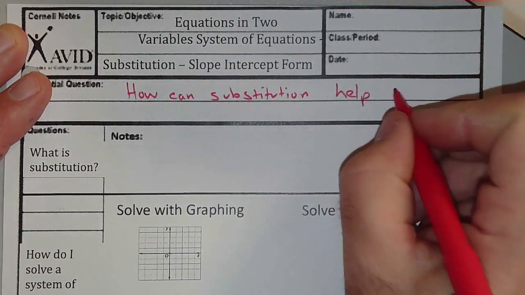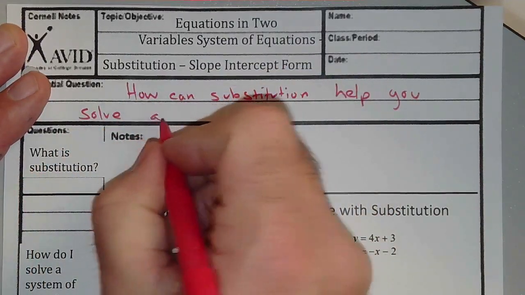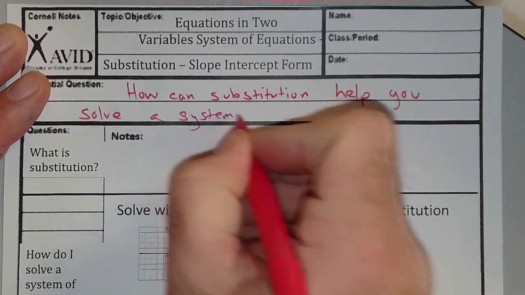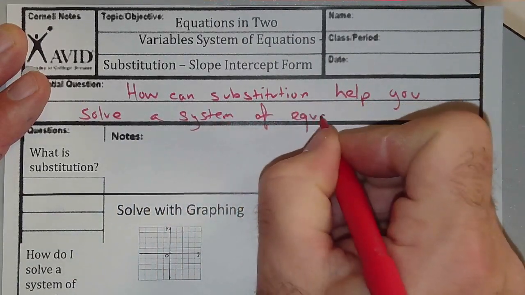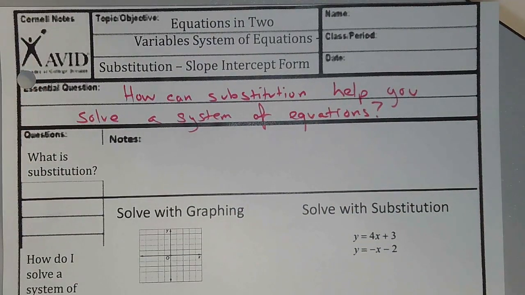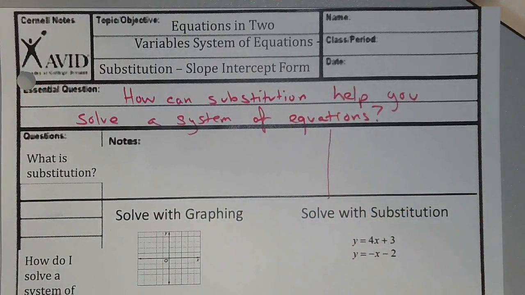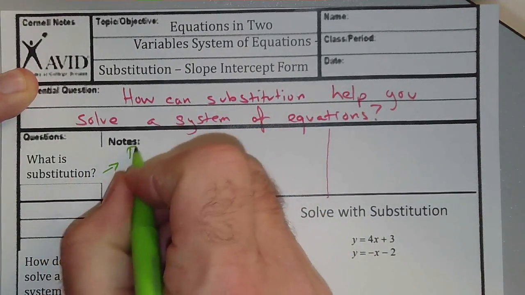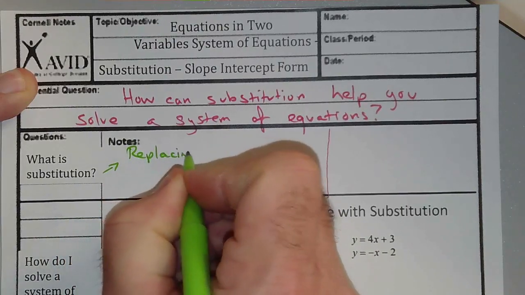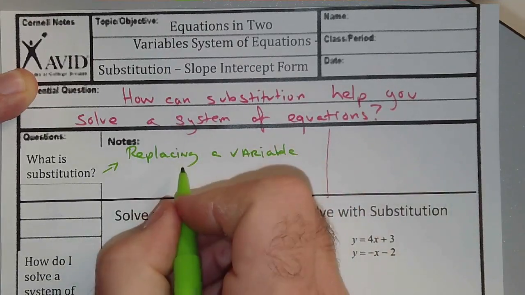How can substitution help you solve a system of equations? Okay, a couple things we need to remember and note about what we're doing here. So what is substitution? I'm going to divide this into two parts, one slightly bigger than the other. When I talk about substitution, what we're talking about is replacing a variable. What are we going to put in that spot for that variable?